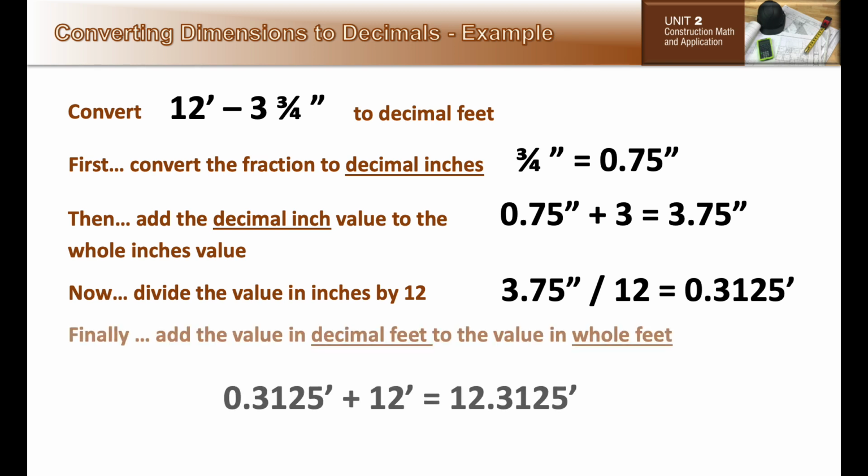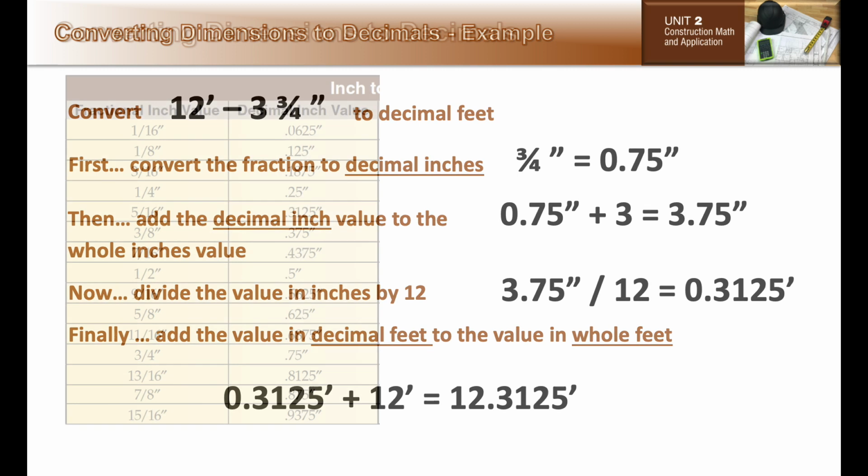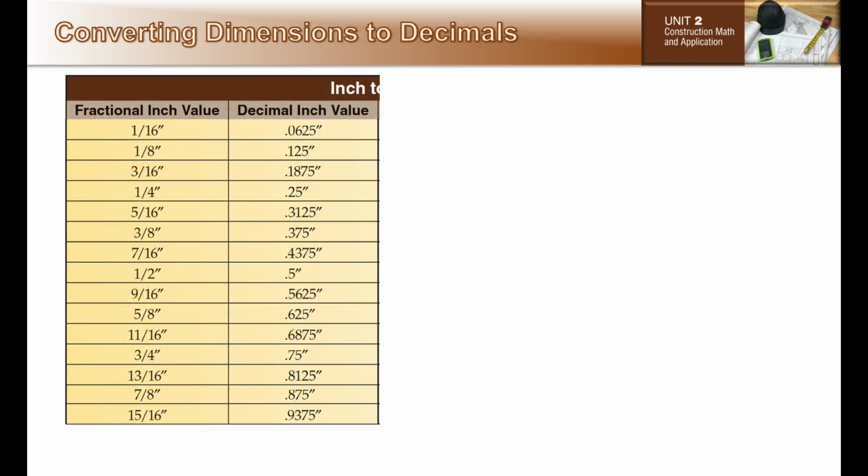0.3125 feet. Finish by adding the value in decimal feet to the value in whole feet. The final answer ends up being 0.3125 feet plus 12 feet equals 12.3125 feet. In your textbook is a table converting all common feet, inches, and fractions to decimals.